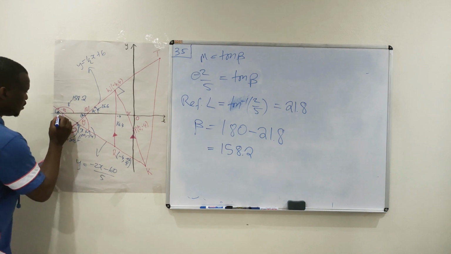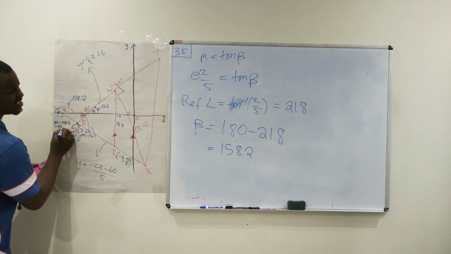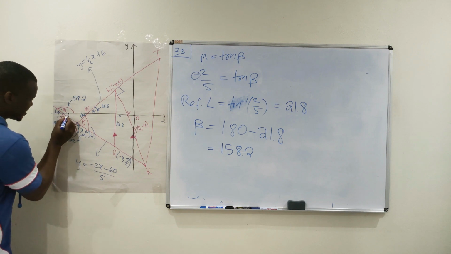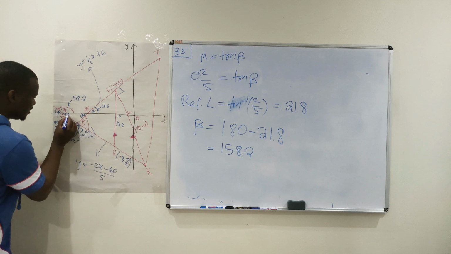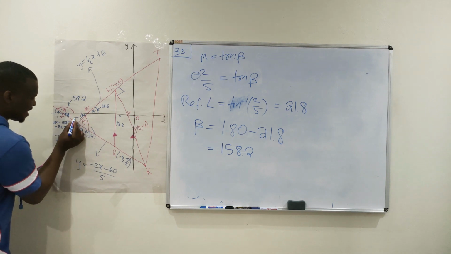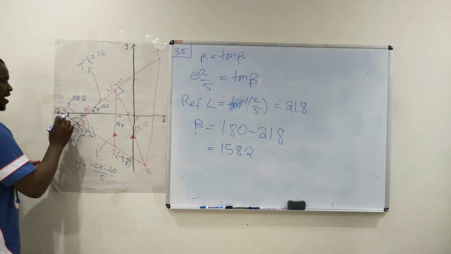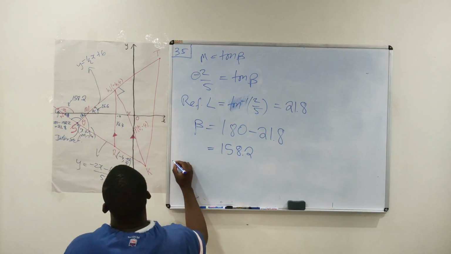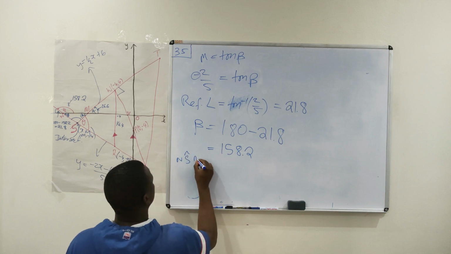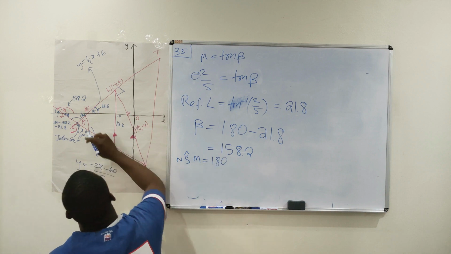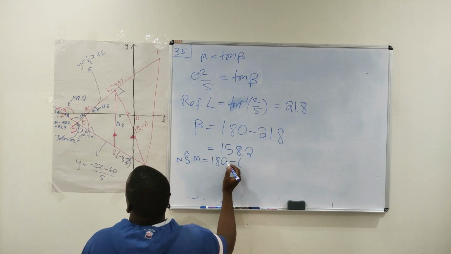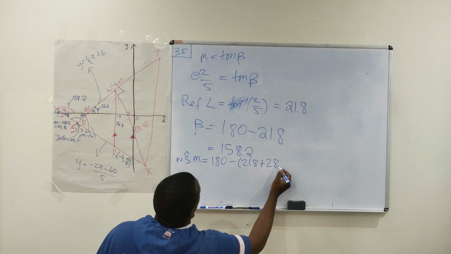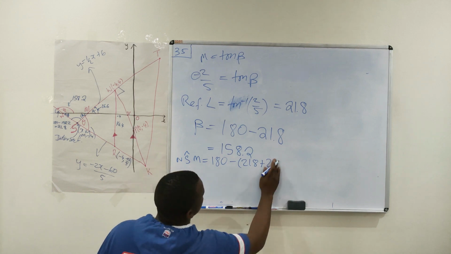Which is equal to 21.8. So this angle here is 21.8, which is the same as this one here, because vertical opposite angles are equal, 21.8 here. So now we can find what this angle is, because the angles in a triangle add up to 180. So to find the angle NSM, it is equal to 180 minus these two: 21.8 plus 26.6.